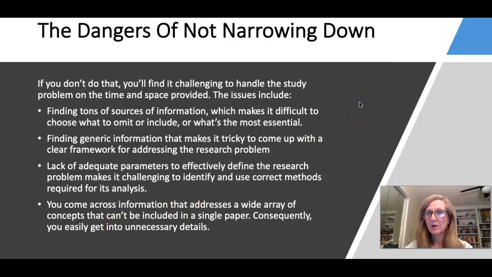So what's so bad about not narrowing down your topic? Well, you are going to get overwhelmed in this paper. You aren't going to be able to handle doing this paper in the 3.5 or so weeks that we have left to do it in only 5 or 6 pages. You're going to have too much information, and that's not a good thing. Your information is going to be too general, with too many unnecessary details, and the bottom line is you're going to get overwhelmed if you don't narrow down your topic.